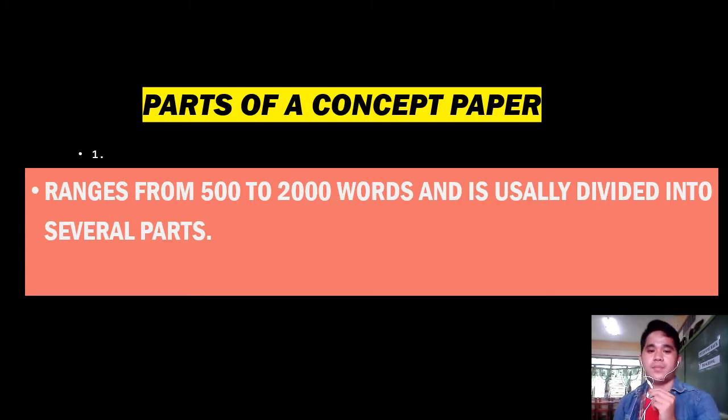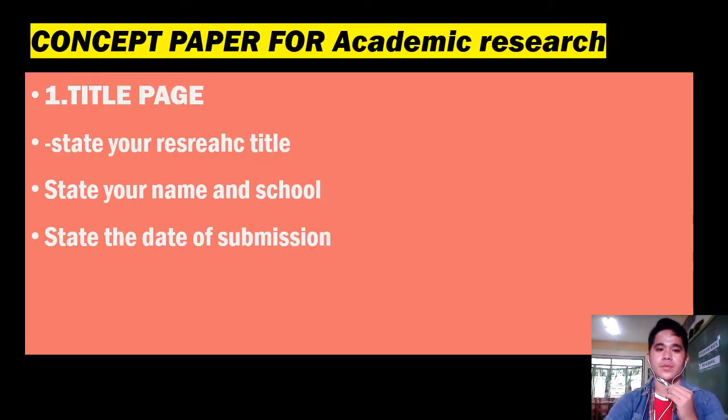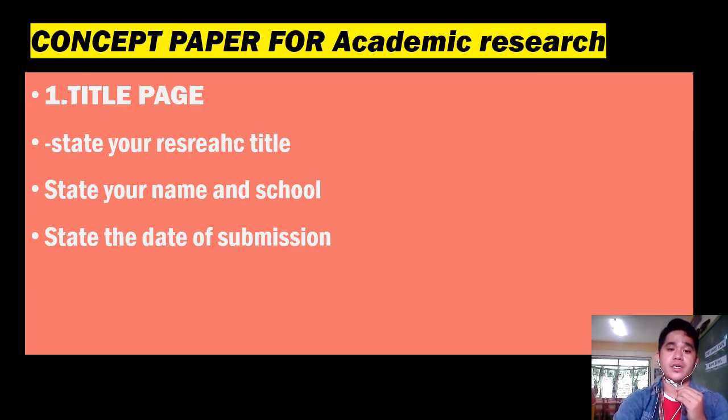Parts of a concept paper. Usually a concept paper ranges from 500 to 2,000 words and is usually divided into several parts. So a concept paper for academic research has these parts, and you have this example.